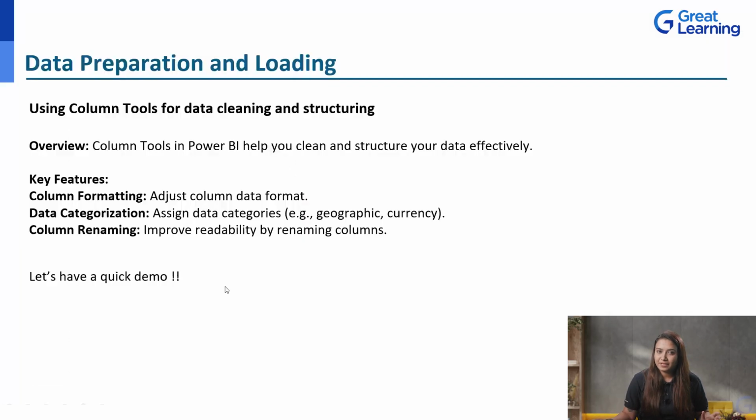Now that we have learnt how to use column tools, we tried formatting the column, we tried categorizing the data, then we also renamed the column. We also changed the data type. How do we use all these options with the help of column tools? We had a quick demo. Hope you have got an idea how you do the basic preparation of your data before putting that to a major work.